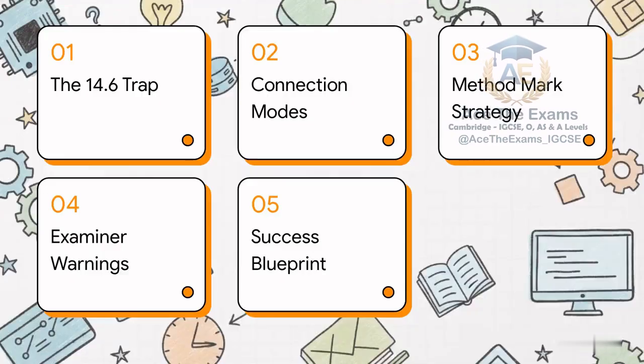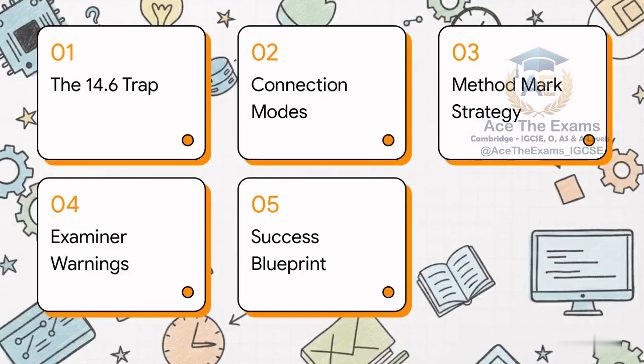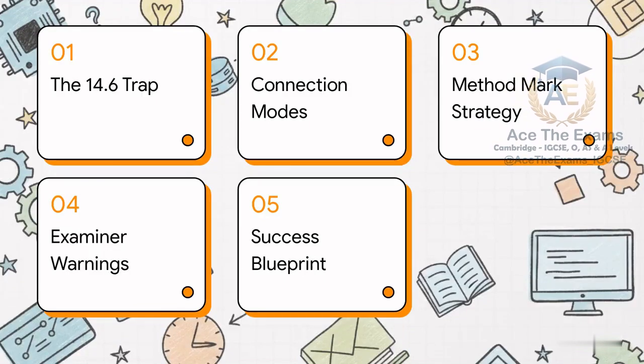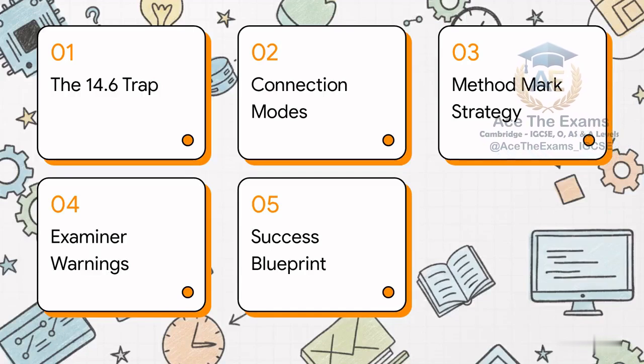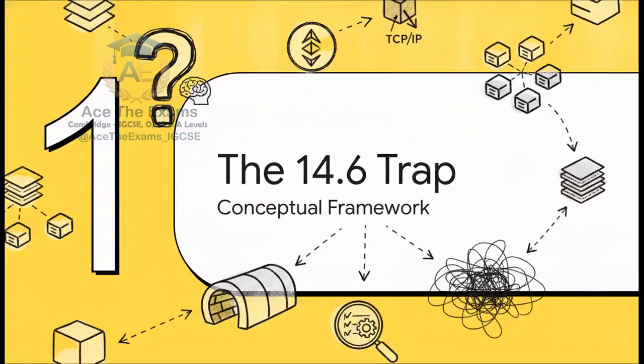We have a really clear roadmap for today to fix this. We'll cover 1. The section 14.6 trap, 2. Connection versus connectionless modes, 3. The method mark strategy, 4. Top 3 examiner warnings, and finally 5. The exam success blueprint. All right, kicking things off with section 1, the section 14.6 trap, mastering the conceptual framework.